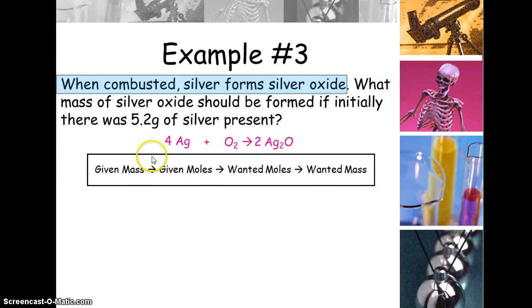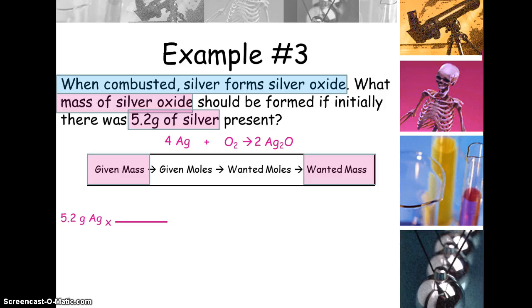We've got our equation for solving stoichiometric problems. And we're going to start off with our given mass, which is 5.2 grams of silver. So that's our given mass. And our wanted mass is going to be the mass of silver oxide. That's our wanted mass. So, pause this video, solve through this problem, then play to check your work.